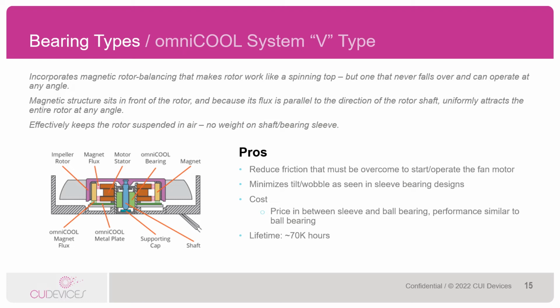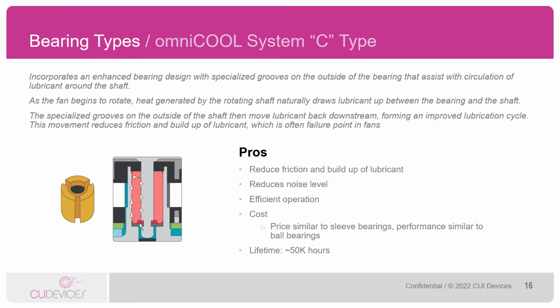The advantages of this unique design are the reduction of friction that must be overcome to start the fan and operate the fan motor, and it also minimizes any tilt or wobble as seen in traditional sleeve bearing designs. Additionally, these products are lower cost than ball bearing products with performance and lifetime ratings similar to ball bearing products. The other omniCOOL system design is denoted as the C-type.